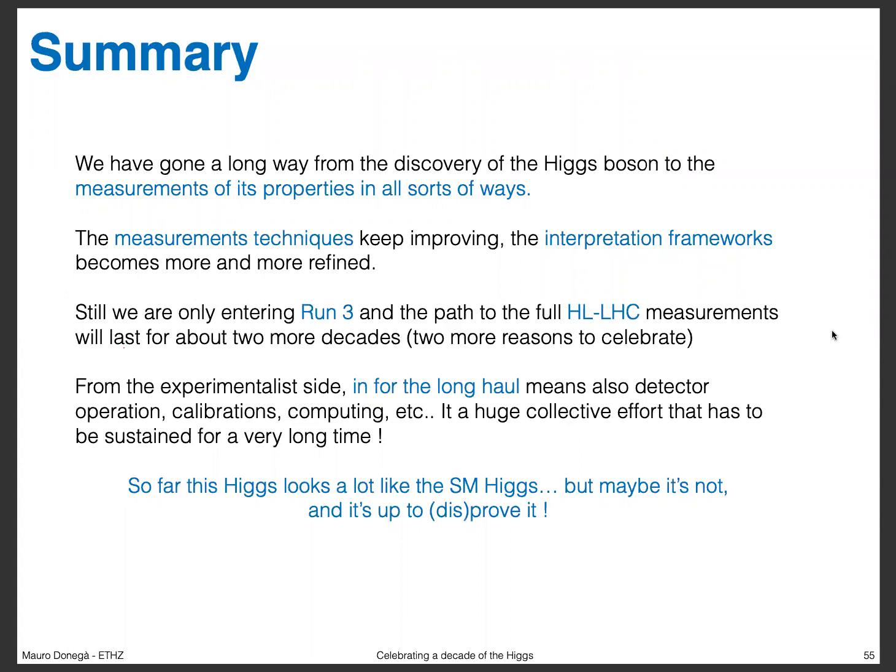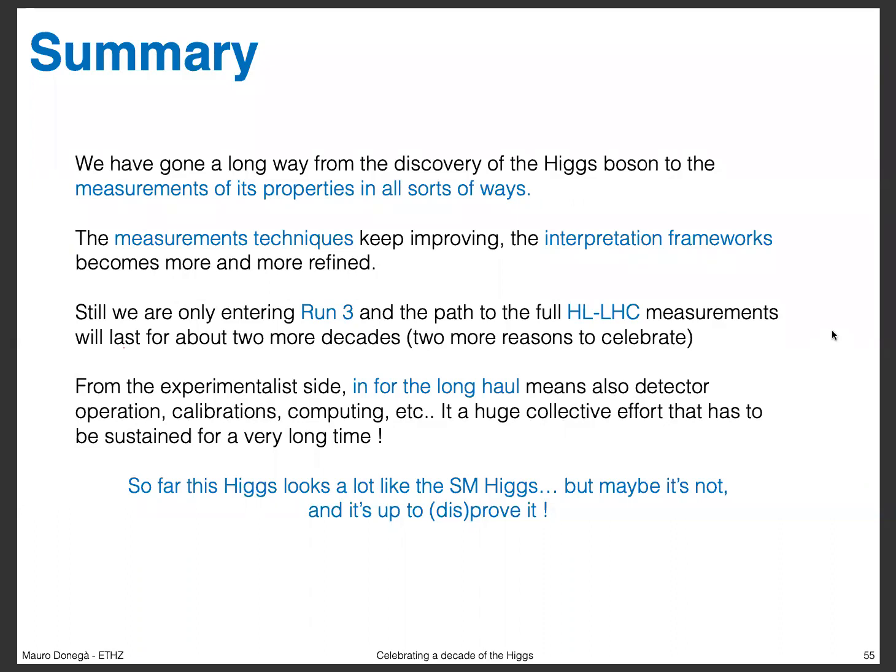So in summary, we've gone a long, long way from the discovery of the Higgs boson to all the measurements we've done so far. The measurement techniques and interpretation frameworks are becoming more and more refined. We're only entering run 3, and the path to the HL-LHC is very long. It will last for about 2 more decades, which are 2 more reasons to give these kinds of talks and to celebrate. But from the experimental side, this also means that we're in for the long haul on detector operations, calibrations, computing, and this is really a huge collective effort that has to be sustained for a long, long time.